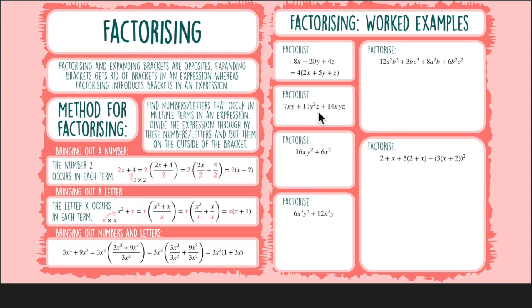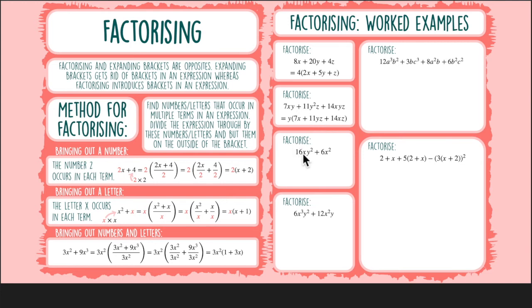Okay, second example. So again, looking for common factors. Let's look at numbers first. Well, we have a 7, this is prime. We have an 11, this is prime. And then we have 14. No, there are no common factors between these numbers. What about letters? This has a y, this has a y, and this has a y. Okay, we can pull out y. There we go. y on the outside, and then we have 7x, 11yz, and 14xz. Again, expand this and check I've done it right. I will make mistakes at some points. Do let me know when you see them.